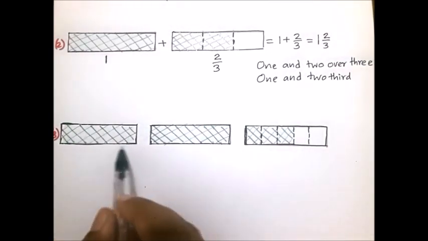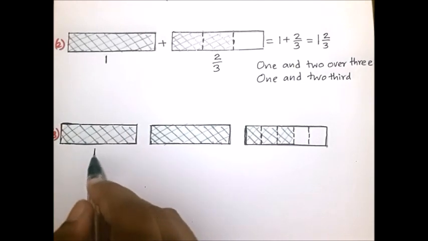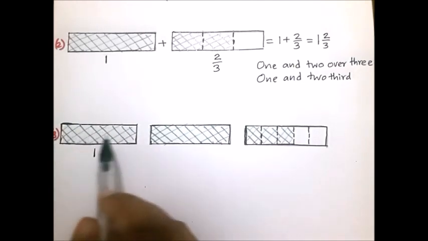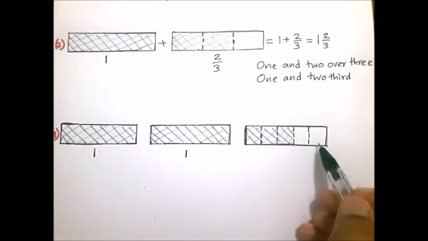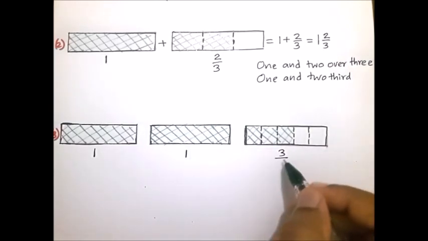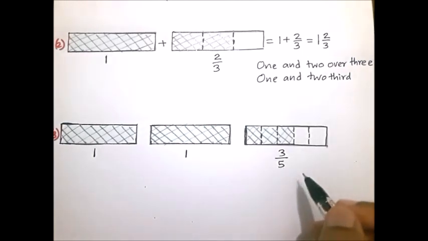So you can take this rectangle as 1 because full rectangle is shaded. This one also 1. And here out of 5 parts, 3 parts are shaded. So you can write it as 3/5.